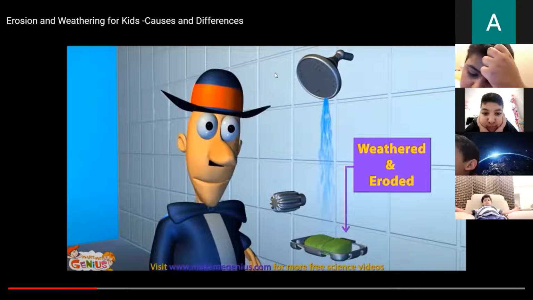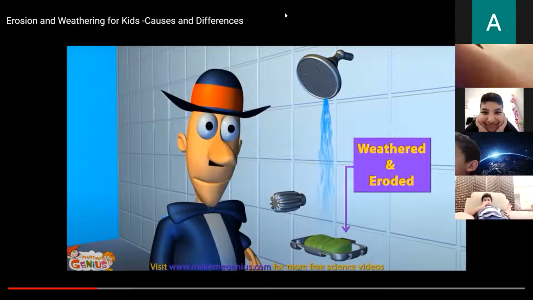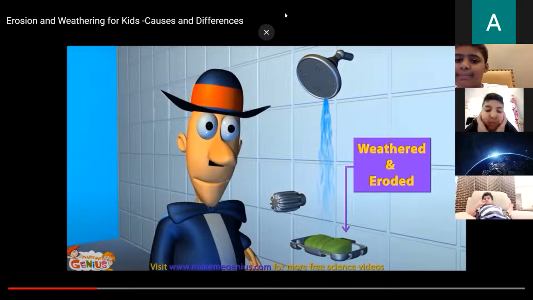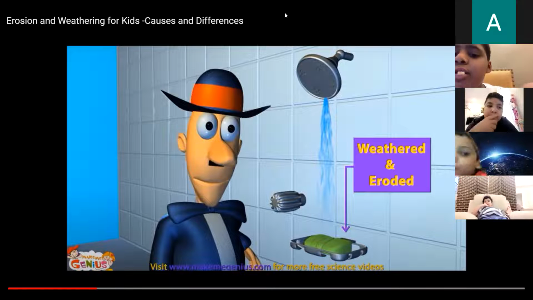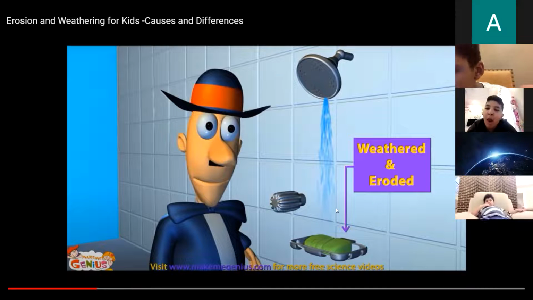Okay, yesterday we were talking about the two things. What are they? Erosion and weathering. Excellent, Muhammad. Bravo. Weathering and erosion. And the best example to explain weathering and erosion is to remember the soap.